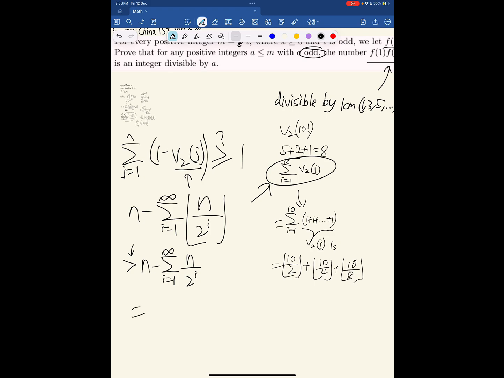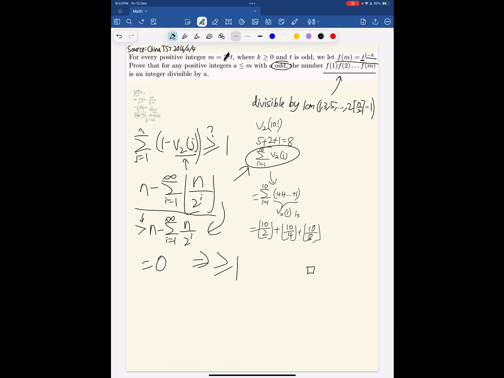And this turns out to be 0. But why is this larger than? Well, that's simply because when I is sufficiently large, this guy is not an integer. Therefore, it must be a decimal. Therefore, there is some loss in this step. And since this is an integer, obviously, it must be larger than or equal to 0. So we solve this problem.